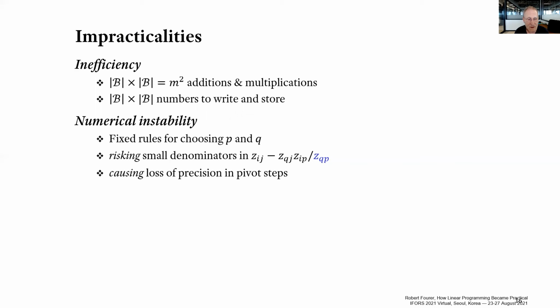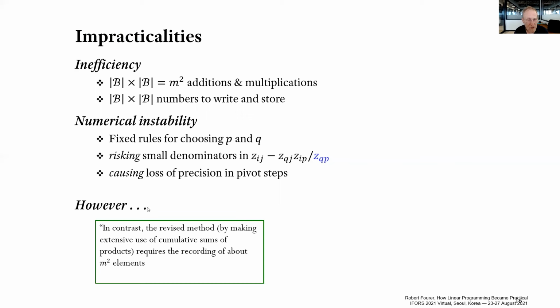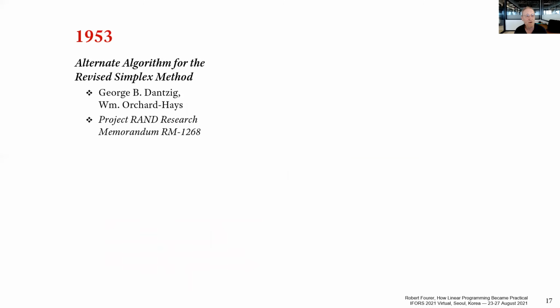But if you return to that quote that I had from Dantzig about how it required only m squared elements, I actually left out a bit at the end. He said also, and an alternative method can reduce this to m. So actually there was a more efficient method that they had in mind, but it just wasn't presented in this paper. It's in the 3rd paper of the series. And that's this paper here.